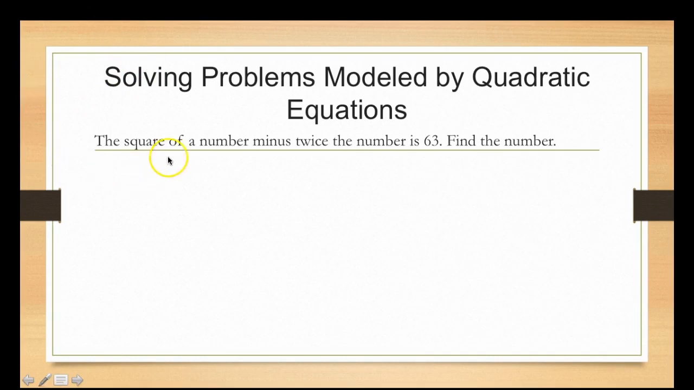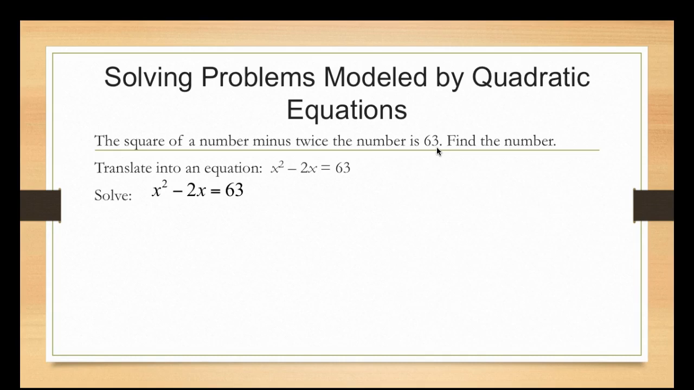We know that we have the square of a number. Anytime we see the words a number, we're going to have a variable. So a square of a number is x squared minus twice the number, minus 2x, is means equal, and 63. So we have this equation we want to solve.